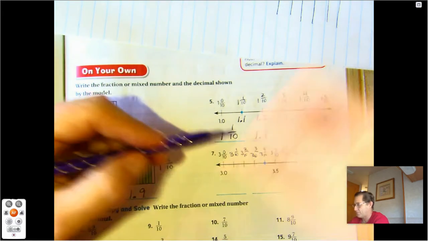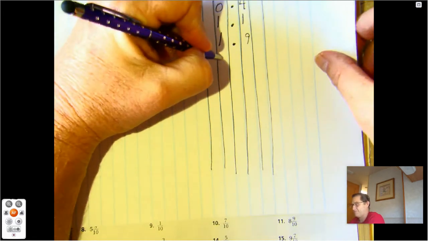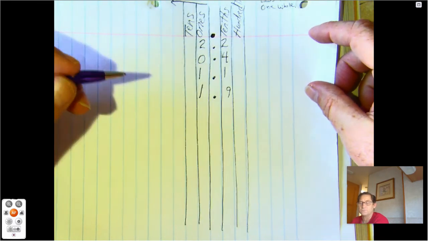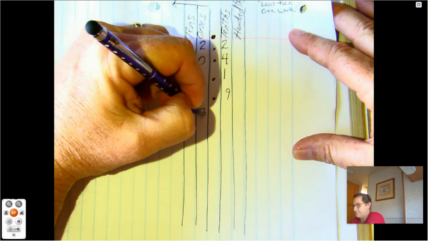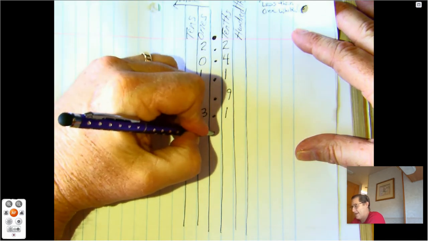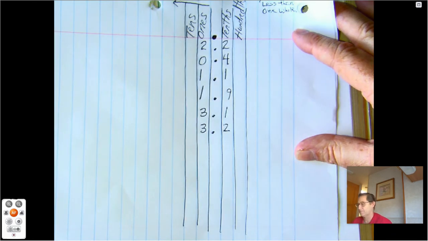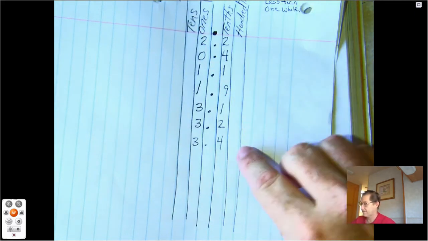So how do we write 3 and 1/10 as a decimal? So again, listen to how you're saying the number. 3 and 1/10. 3 and 2/10. Okay, we are on 3 and 4/10 on our number line. So 3 wholes and 4/10. So 3.4.